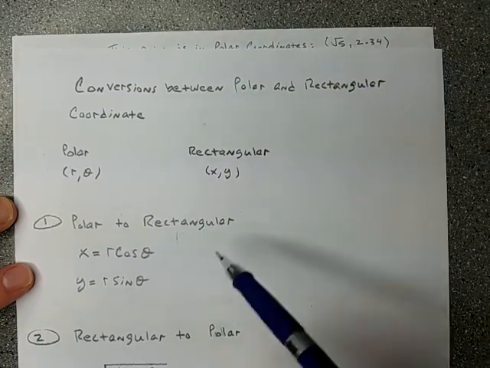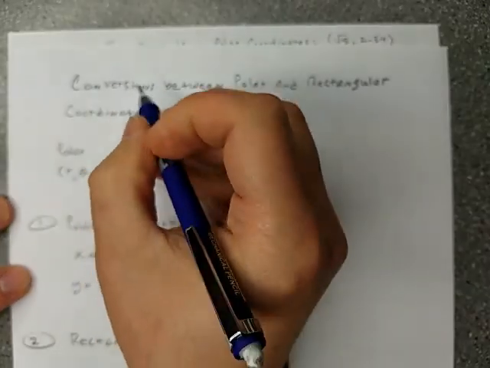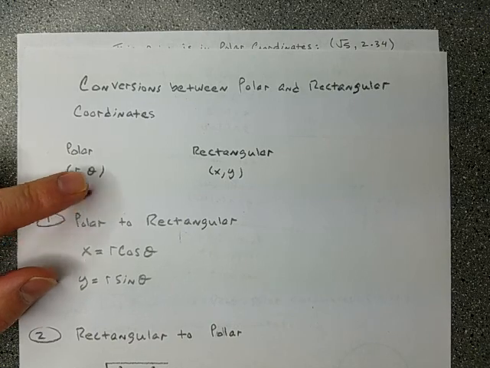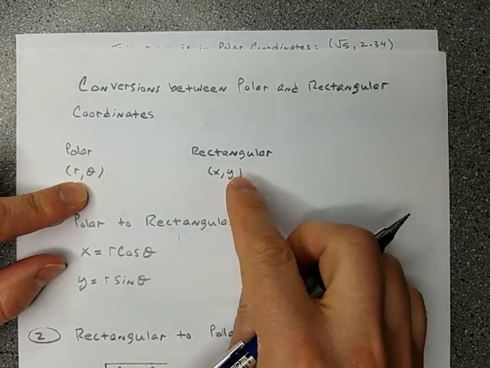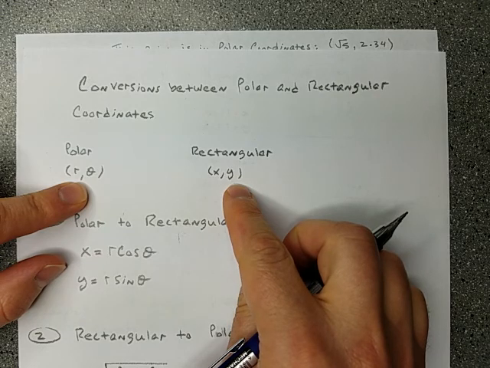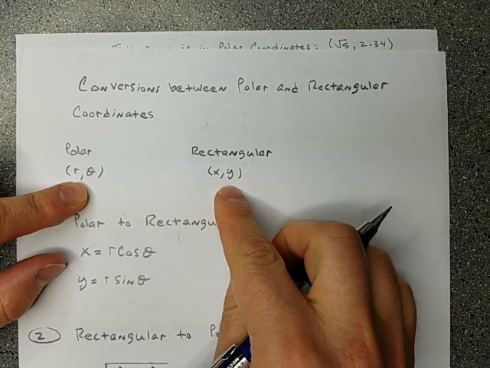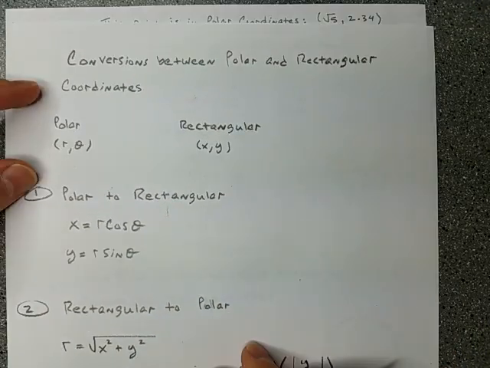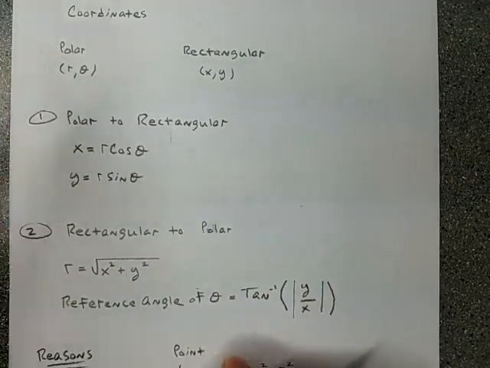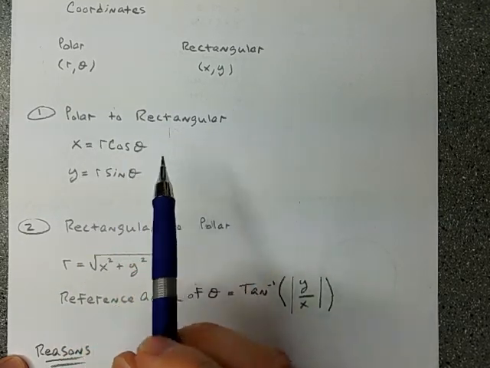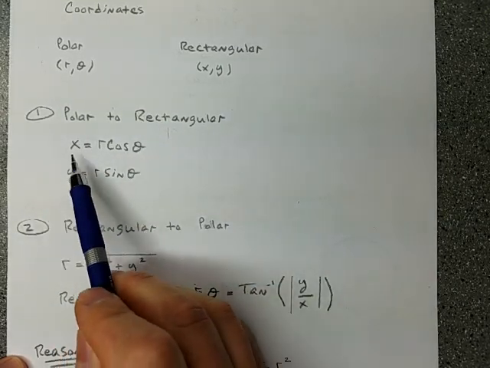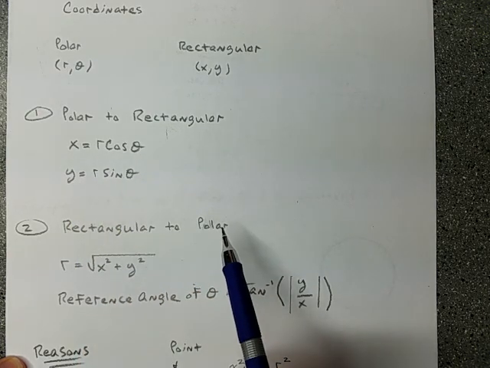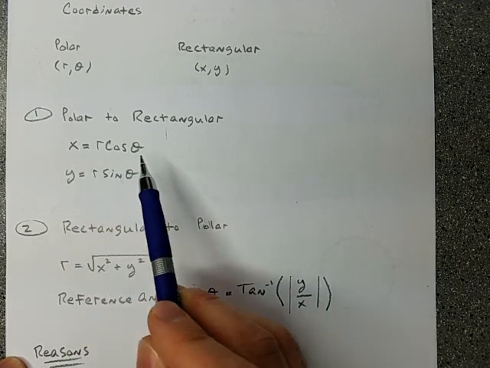Okay, so conversions between polar and rectangular coordinates. So polar coordinates are R and theta. All right, we've been talking about that. Rectangular coordinates, that's what you're used to. I haven't mentioned it in this video yet, but that's x and y. Okay, so that's left, right, up, down. So how we convert depends on what we're converting from. So if we're converting polar to rectangular, it's pretty simple. X and y are respectively r cosine theta and r sine theta. Okay, that's polar to rectangular.